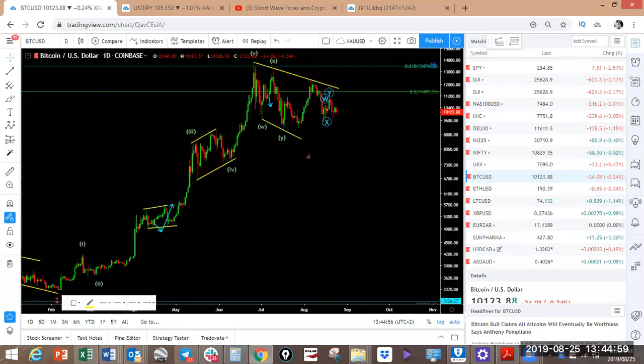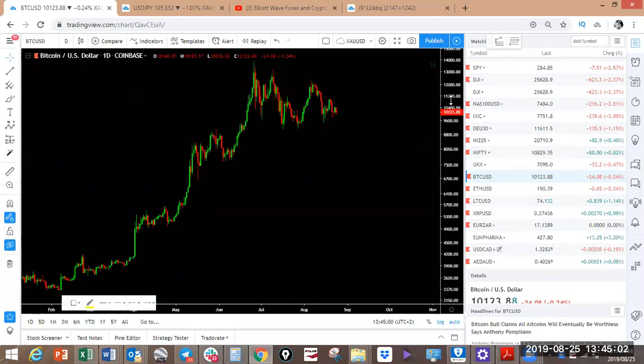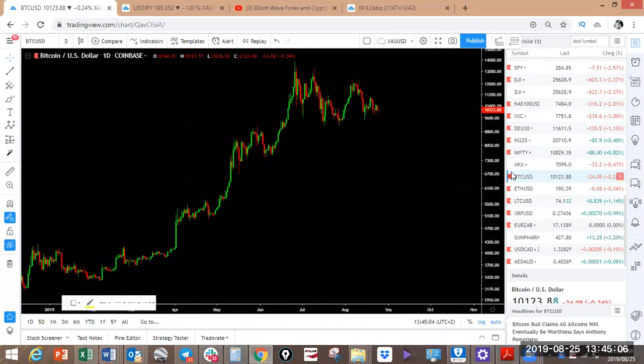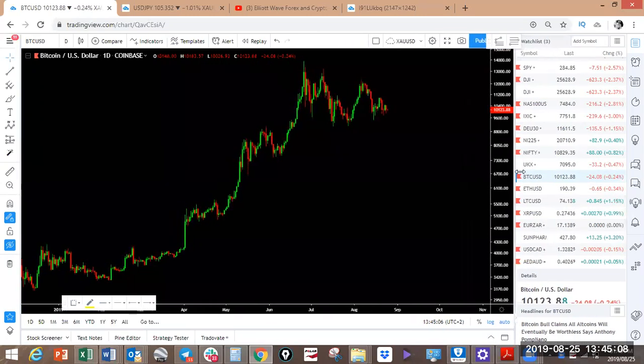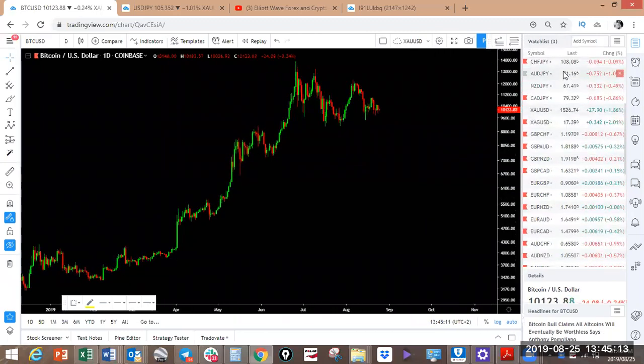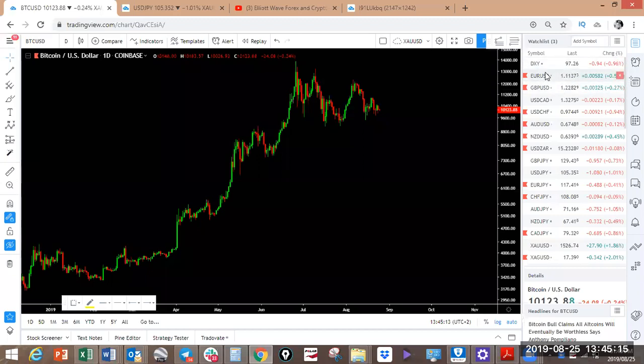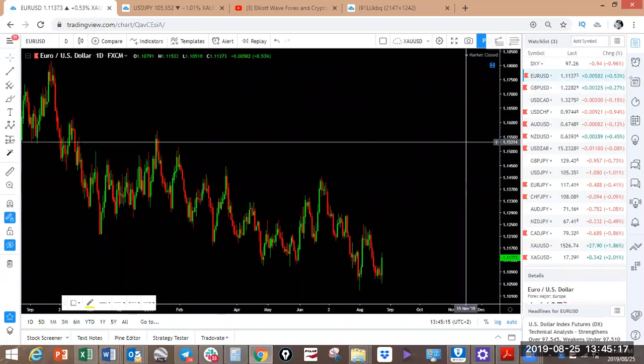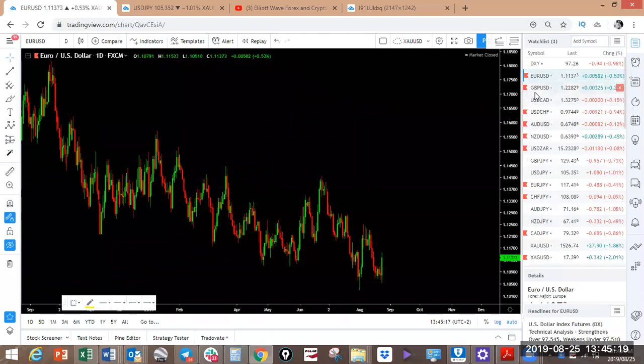Let's get this one off here. Just want to show you those patterns. Let's make this one full screen here. Okay, let's do that. Right, so let's start with Euro. Show those patterns again. I've shown this for the last 3 weeks. I'll be doing this until this pattern completes or is invalidated.